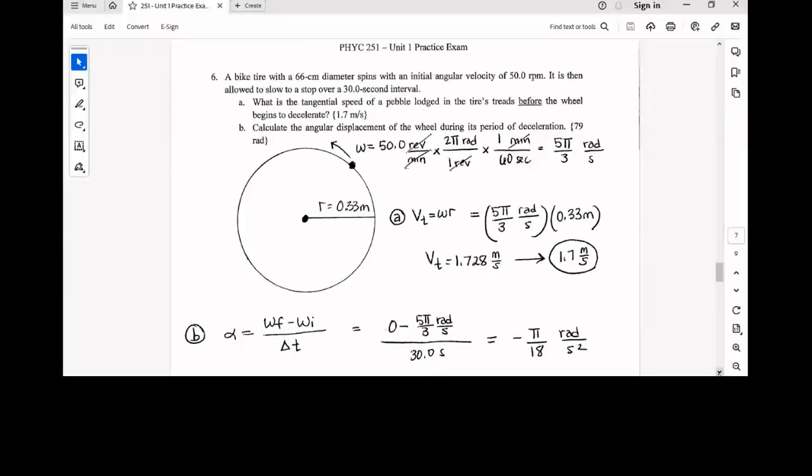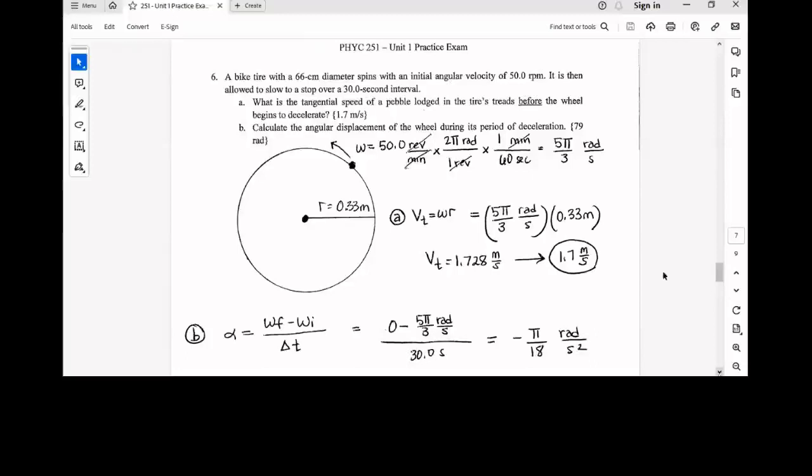Number 2, a bike tire with a 66 centimeter diameter spins with an initial angular velocity of 50.0 revolutions per minute. It's then allowed to slow to a stop over a 30-second interval. What's the tangential speed of a pebble lodged in the tire's tread before the wheel begins to decelerate?